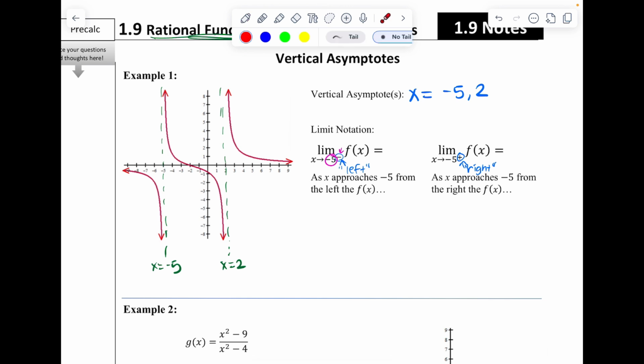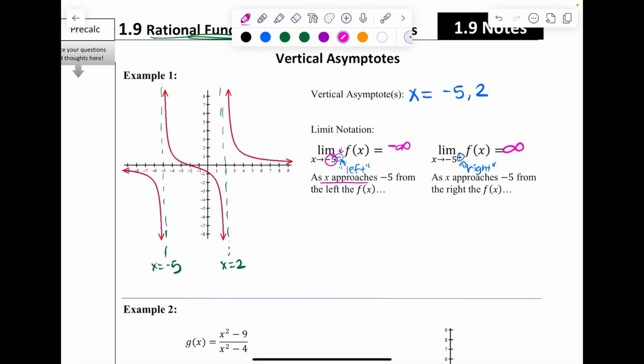F of x equals what? So as I go to this asymptote from the left side, what is y doing? Y is getting lower and lower and lower. So we say this is going to -infinity. What's happening as we approach -5 from the right side? So we see as we do this, y is approaching +infinity. So we say it this way.